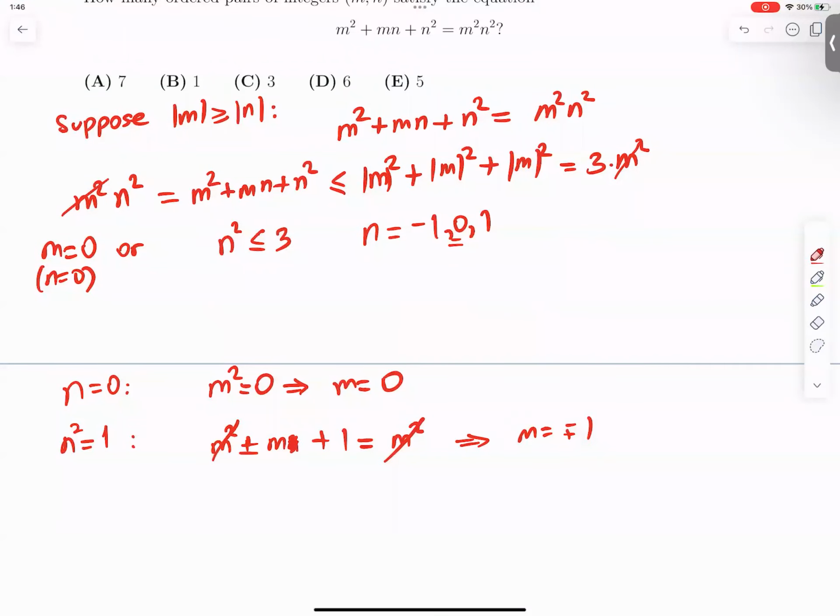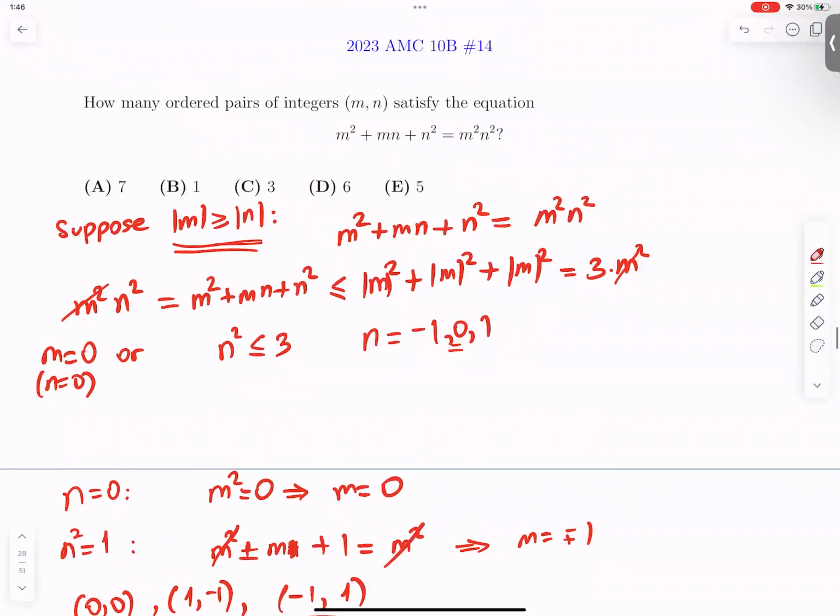So the solutions we get are (0, 0), (1, -1), and (-1, 1). And observe that we assumed m is the bigger one, but we ended up with both absolute values being the same. So if n were the bigger one in absolute value, we would still get these same pairs. So in total, we conclude that there are 3 solutions to this equation.